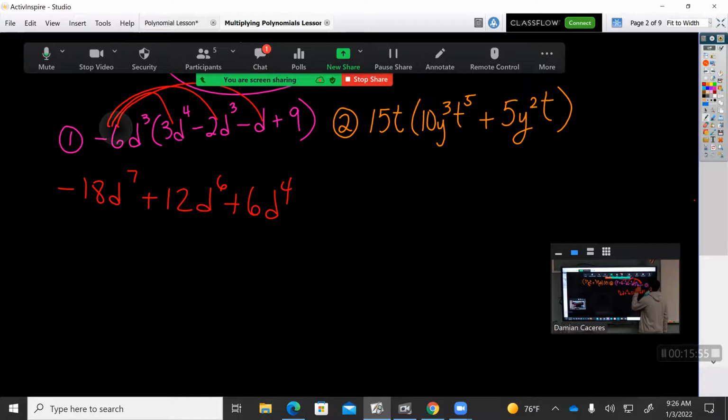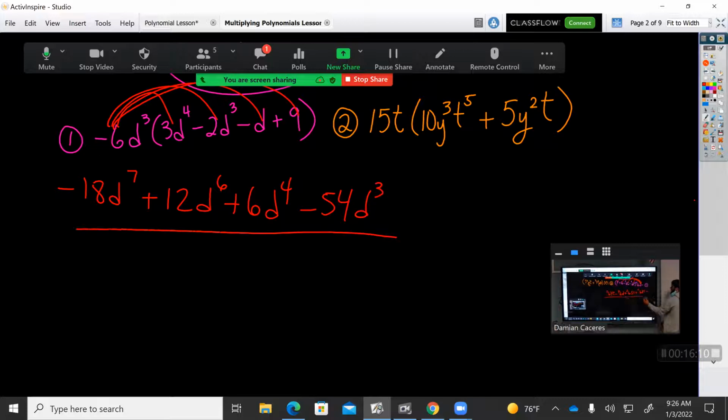And the last one, negative 6d to the third times 9. Do you see a d on the 9? That means that d to the third is going to stay as d to the third because there's nothing to add it with. So multiply the numbers to get negative 54 and bring down your d to the third power. Now none of those exponents are the same, so you're done. This whole row is your answer. Any questions on that one?